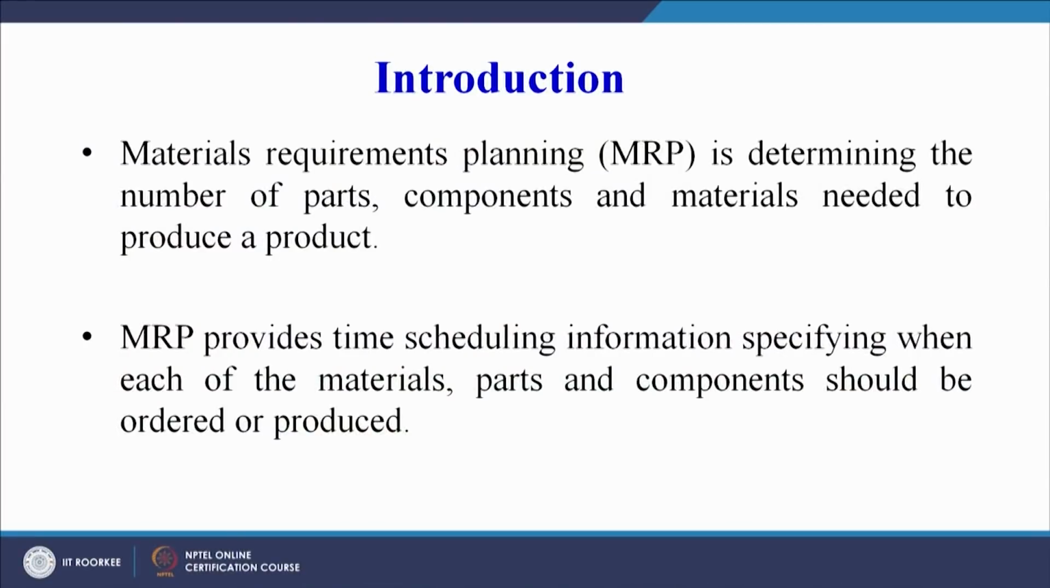in the assembly process. So once again I am reading the definition that is given, the very first sentence that explains materials requirement planning. Materials requirement planning is determining the number of parts, components, and materials needed to produce a product. So the first thing is we need to know what is required to manufacture the product. MRP provides time scheduling information specifying when each of the materials, parts and components should be ordered or produced.